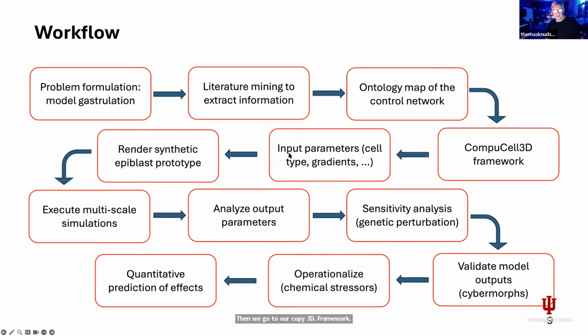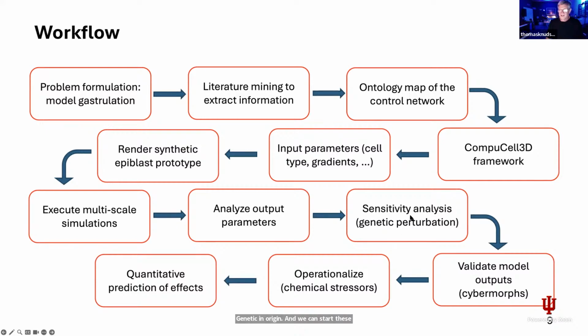We start exercising the model by looking at different cell types, such as the mesodermal cell types, and the signaling gradients that are responsible for formation of those different cells. And I'll talk about that in a moment. I showed you the rendering of our synthetic Epiblast prototype, which has been through several renderings. And we can now execute these simulations, analyze output parameters such as how many cells are forming over time, how many cells of different mesodermal fates are being produced under different conditions, and start doing a sensitivity analysis by different genetic perturbations. So we've got lots of signals that control the model that are genetic in origin, and we can start perturbing these signals.